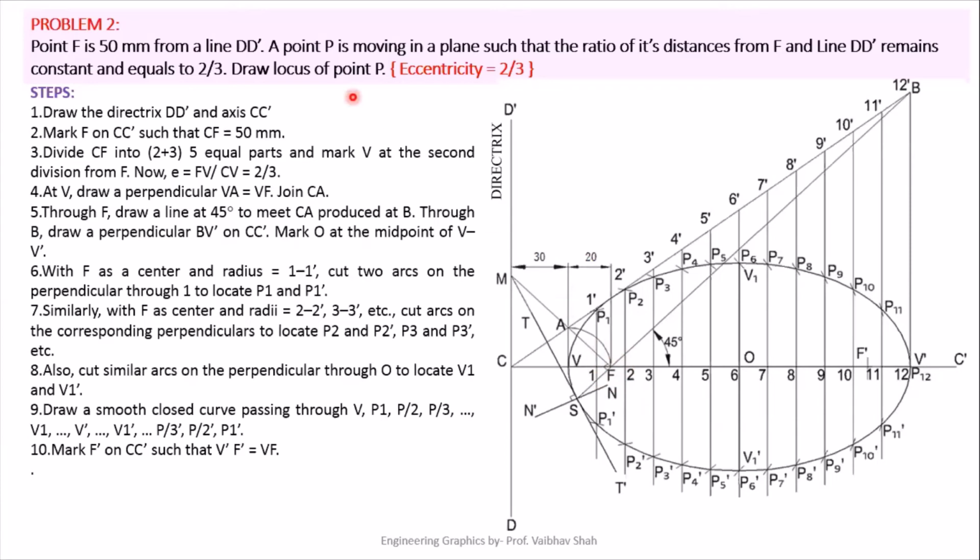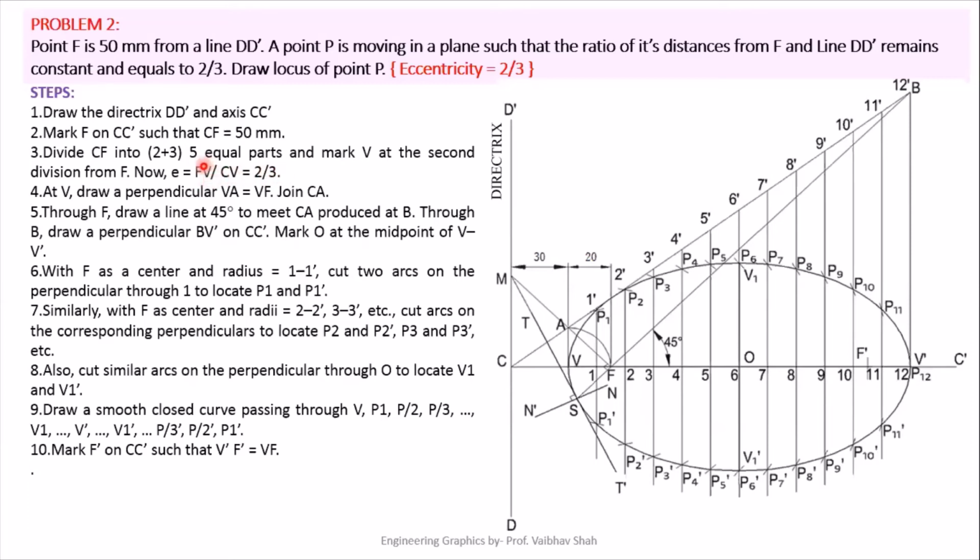After that our eccentricity ratio is given as 2/3. That means 2 plus 3 is equal to 5 parts. So your distance would be divided into a total of 5 parts. And as we know, our eccentricity would in this case be FV divided by VC. So we have defined this eccentricity as FV by CV. That means FV is 2 parts and CV is equal to 3 parts.